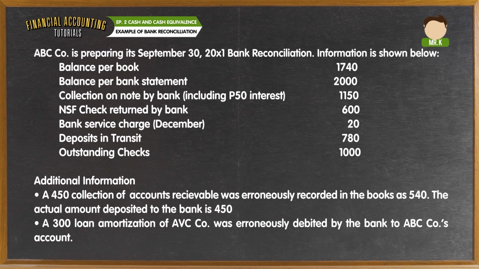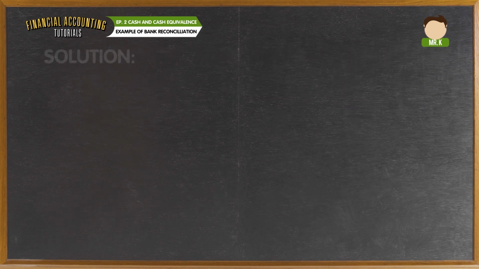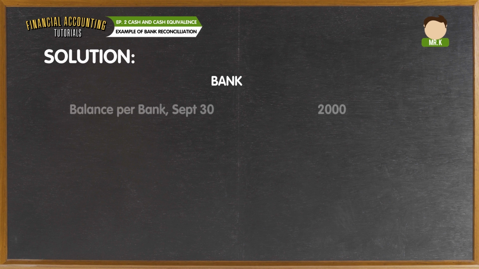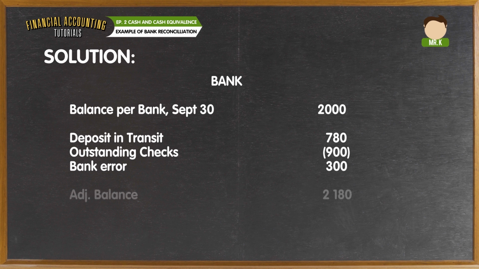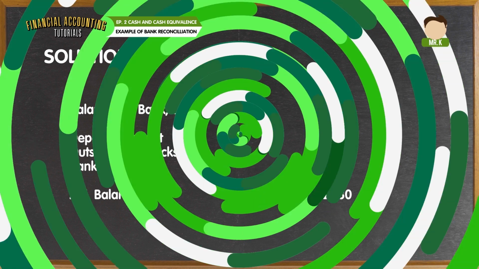On the other hand, bank reconciling items are deposits in transit, outstanding checks, and bank error. So the solution for adjusted bank balance is: balance per bank statement on September 30 is 2,000 plus deposits in transit, 780, less outstanding checks, 900, plus the bank error of 300, which is the 300 loan amortization that should be credited to ABC Company's account. And the adjusted bank balance is 2,180 pesos.